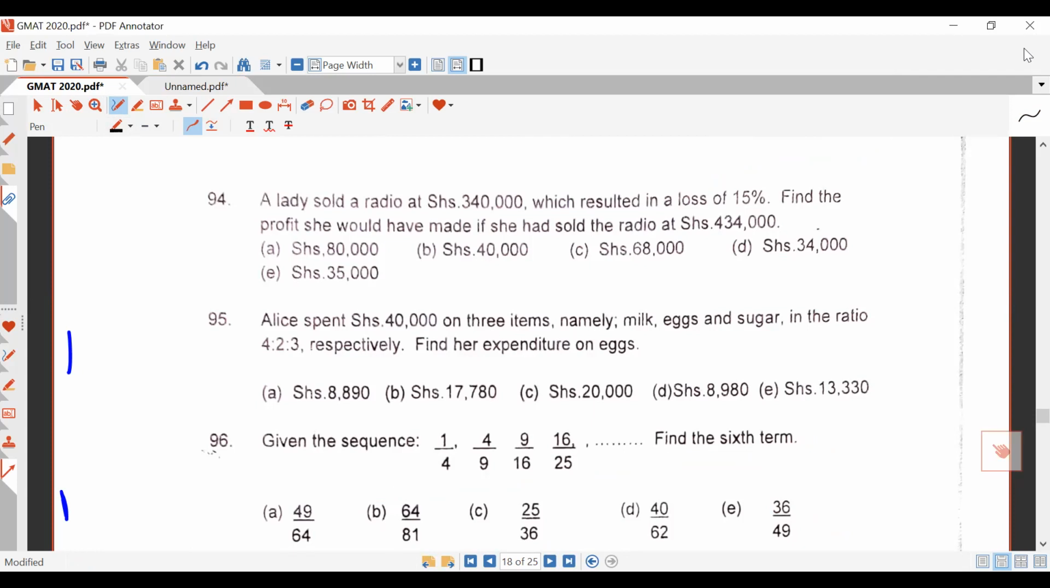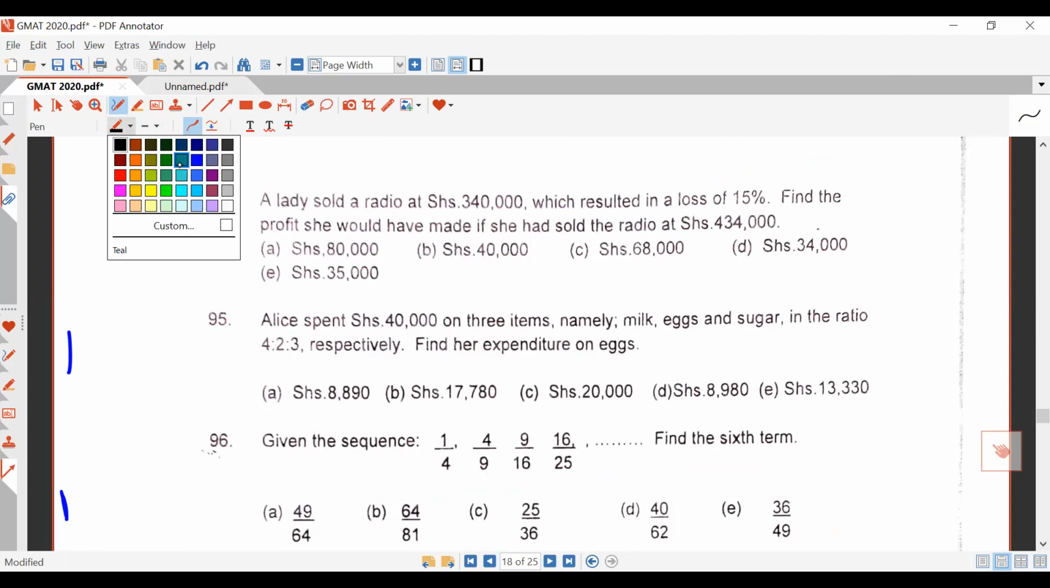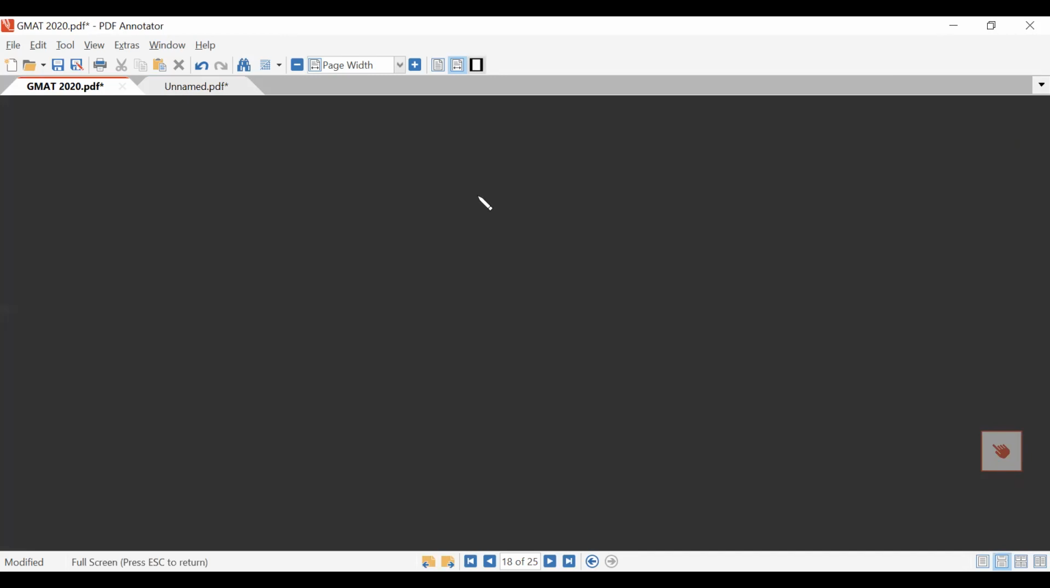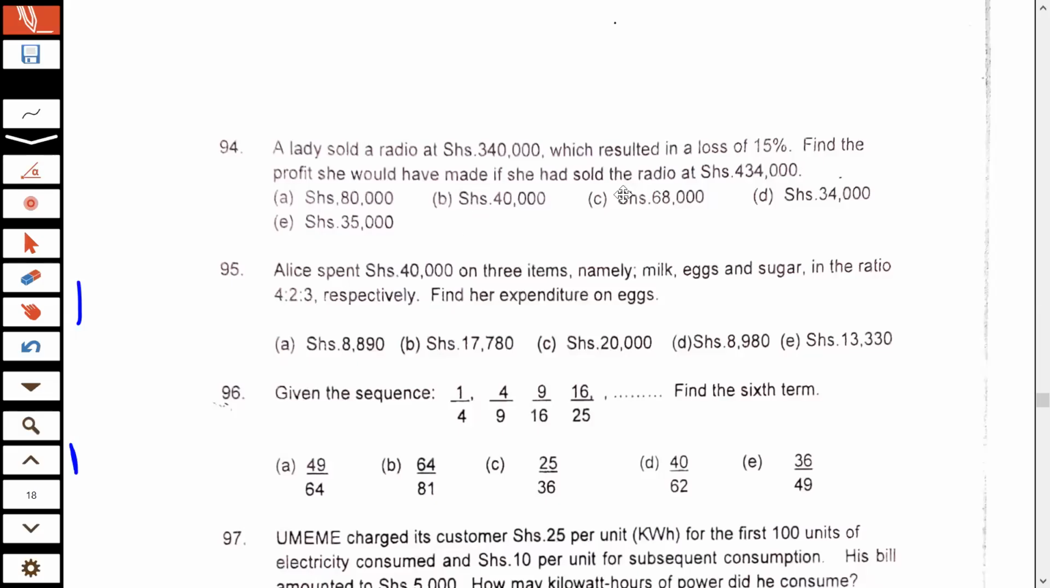Okay. So in this question here, the person sold the item two times. At first, she sold at a loss, but then she regretted, and she assumed that in case she had sold at a given price, what would be the profit in that case? So for this, we first try to interpret the question. The old selling price is equal to 340,000 shillings, and the percentage loss is 15%.